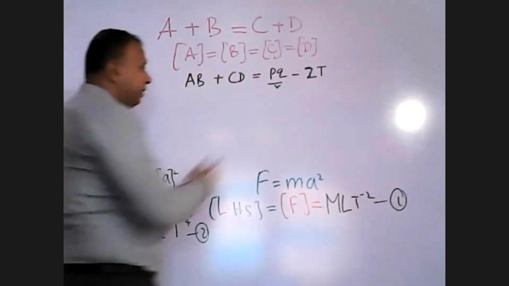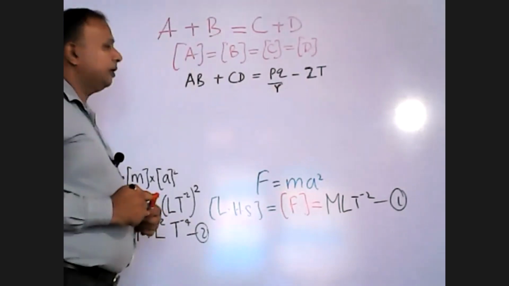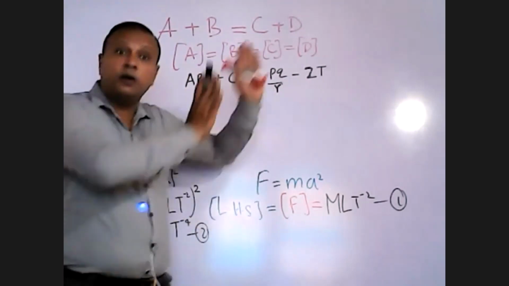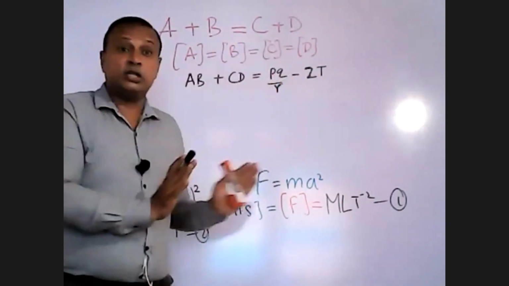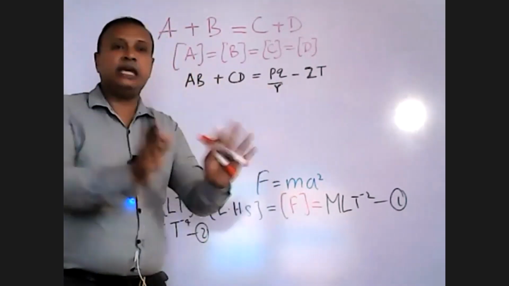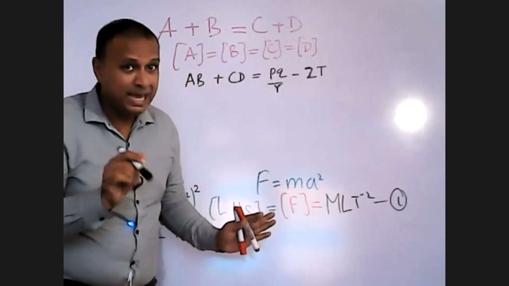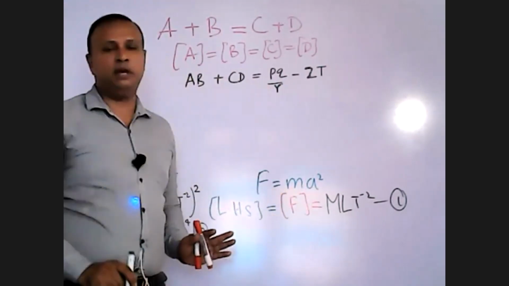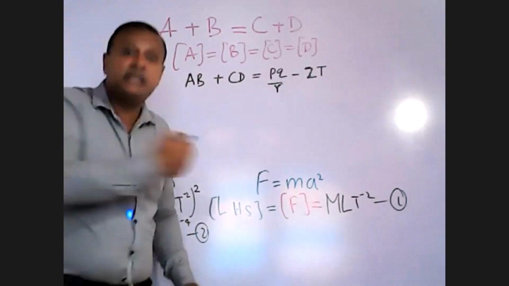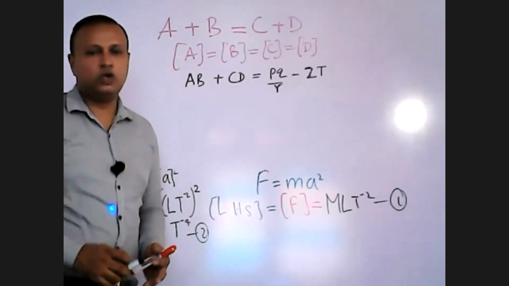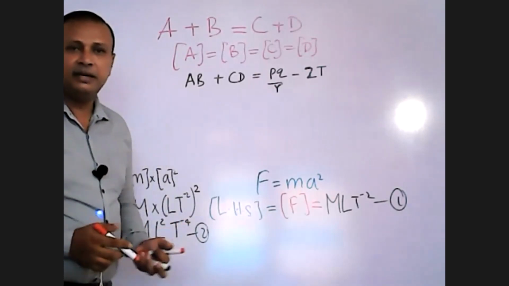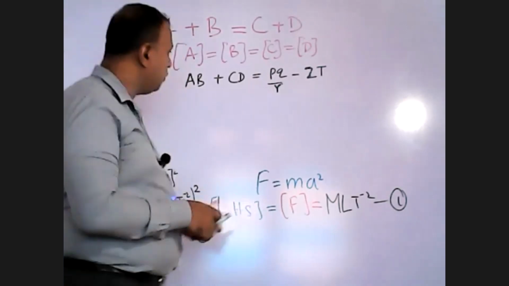Okay. If we are given this kind of equation, according to our previous logic, each and every term should have same dimension. What is our logic? Each and every term should have same dimension. Now you have to determine what are the terms in this expression. What are the terms in this equation? Tell me.